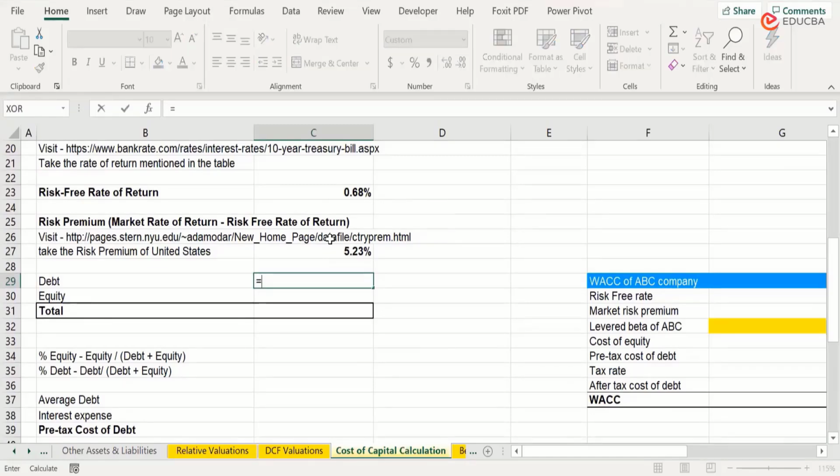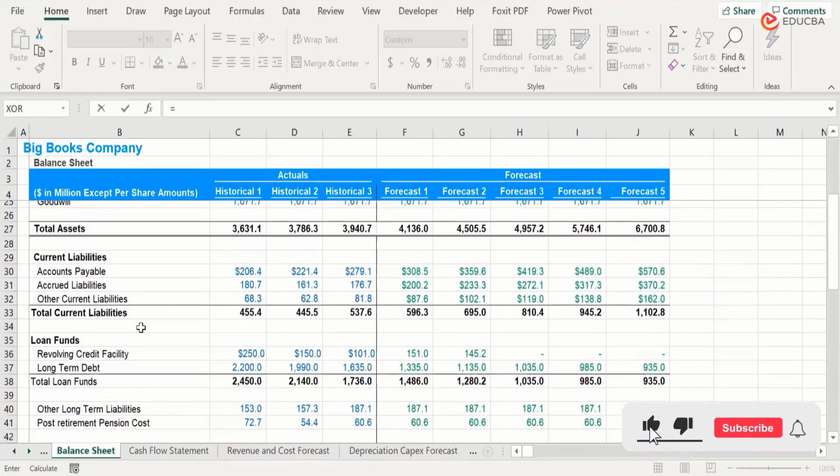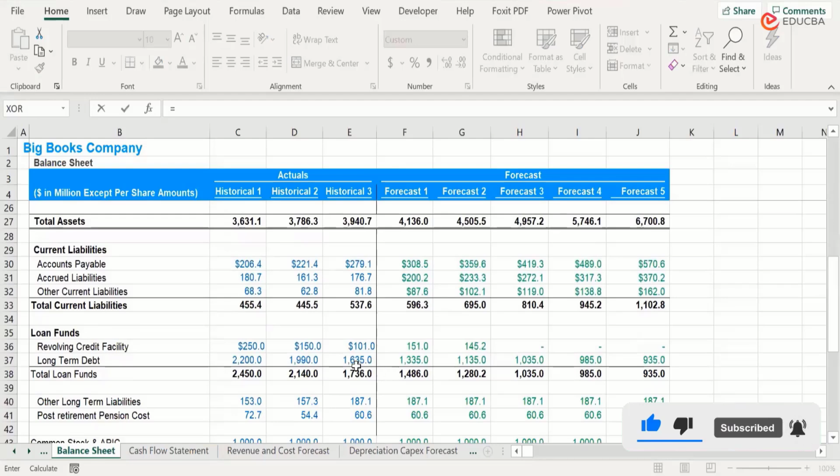I'll right click here and go to the balance sheet. You had loan funds. You see total loan funds 1736 is the amount in your balance sheet under loan funds, row number 38 for historical 3. This is factual data, the most recent updated data.